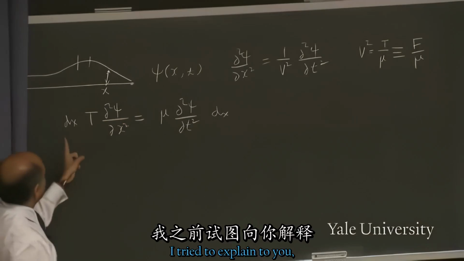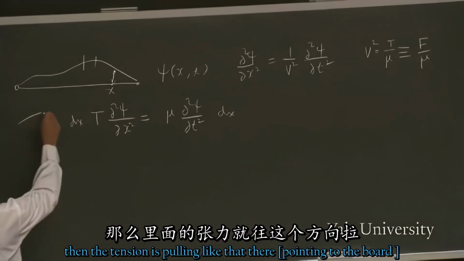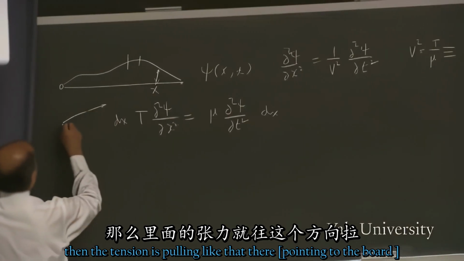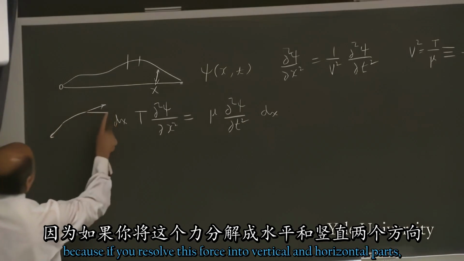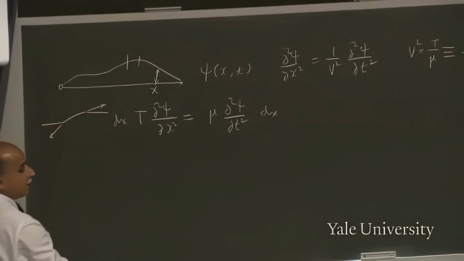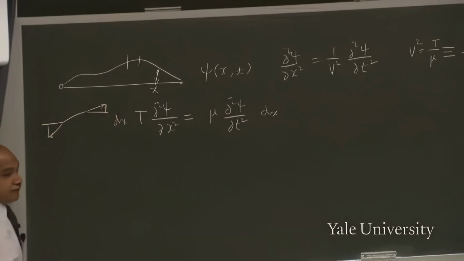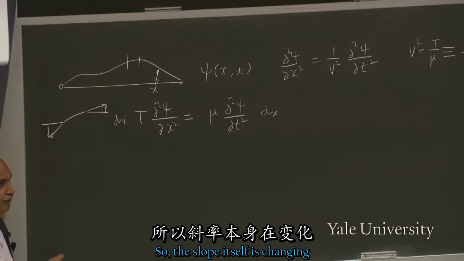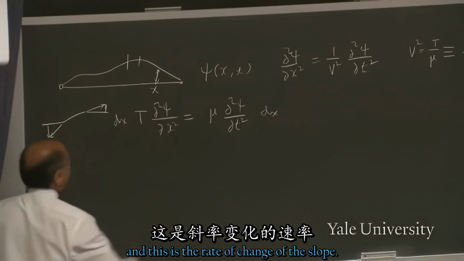I tried to explain to you that if you took a piece of that string, then the tension is pulling like that there and like this here, and the two don't cancel, because if you resolve this force into vertical and horizontal parts, and that into vertical and horizontal parts, you can see this is going to be bigger than that. So the slope itself is changing, and this is the rate of change of the slope.